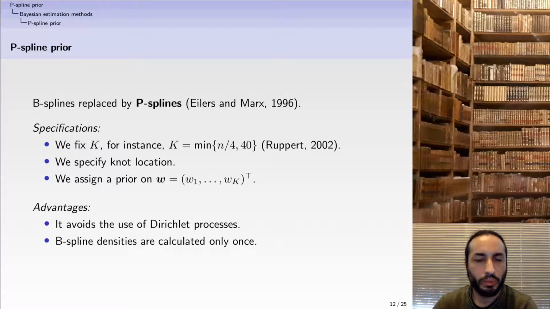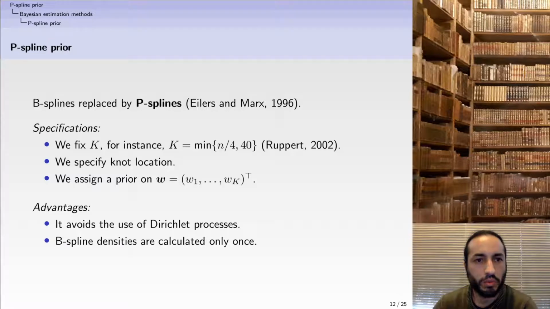In this work, we propose to replace the B-splines by P-splines. The P-splines combine B-spline bases with discrete penalties on the basis coefficients. In addition, we fix the number of P-splines, for instance, using this criterion proposed by Ruppert, that is the minimum value of the number of observations divided by 4, or 40 knots.